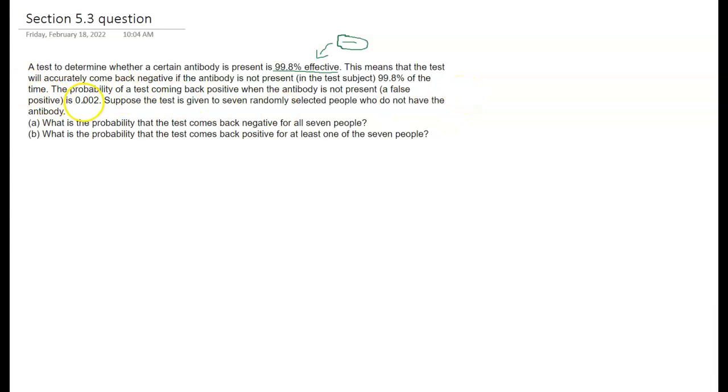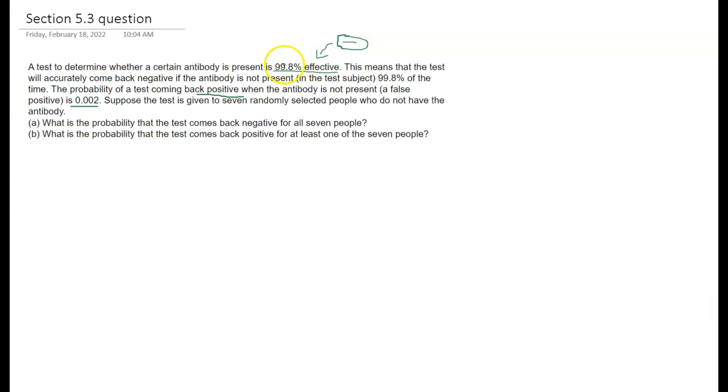So the next part says the probability of a test coming back positive when the antibody is not present, a false positive, is 0.002. So that's the probability of positive for a false positive. So what is the probability that the test comes back negative for all 7 people? We have 7 randomly selected people who do not have the antibody. So that means what's the probability that the test accurately determines that they're negative?